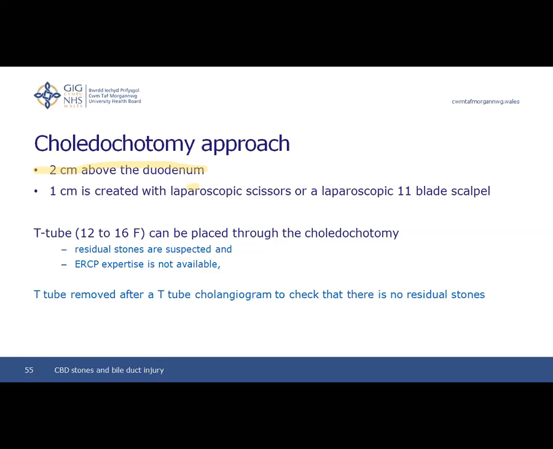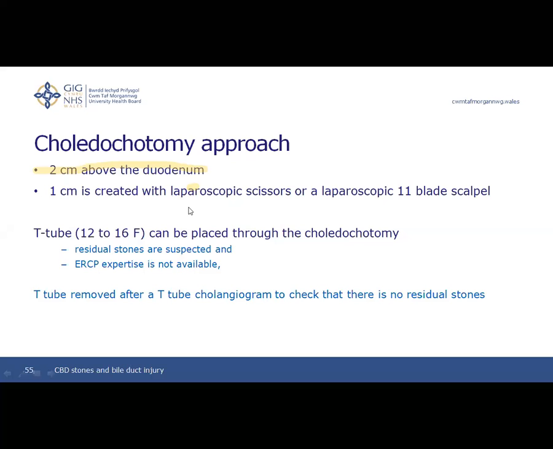Put in a tube, usually a 12 French tube, which can be helpful, and flush. Try to bring out the stones using a Dormia basket, or try to squeeze them out. Again, the usage of a T-tube, 12 French or 16 French, is a controversy. Primary suturing is always done. Nothing wrong in placing a T-tube if you suspect a residual stone.